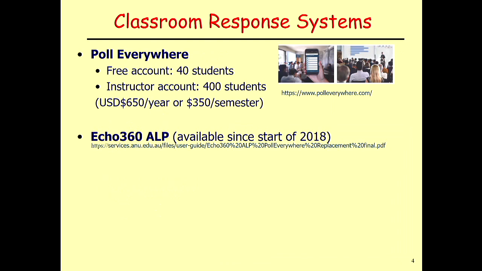As has been mentioned in the last talk during the discussion, Poll Everywhere used to be the official ANU recommended classroom response system until December last year, and this year the official recommendation is to use Echo 360. The free account of Poll Everywhere supports 40 students, and the instructor account, which I have and use in my teaching, is $650 a year. So it is not cheap.